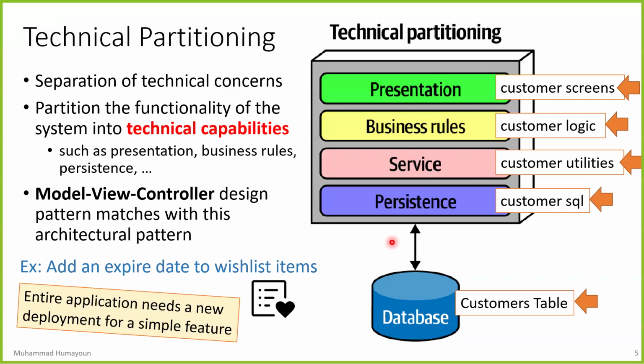Imagine your code is up and running in production. You have to patch up the whole application. So the entire application needs a new deployment for a simple feature like that one. So that is something you need to consider when you are considering technical partitions.